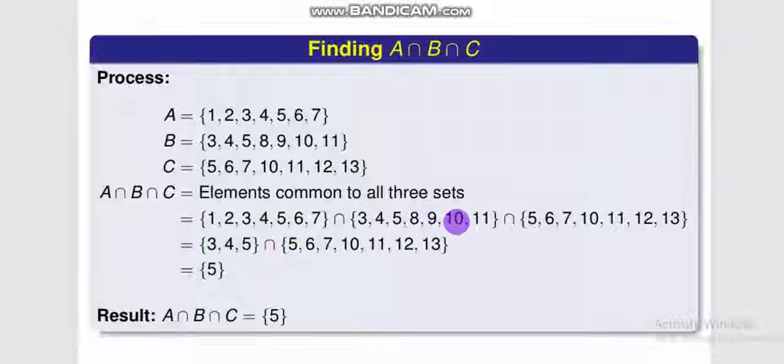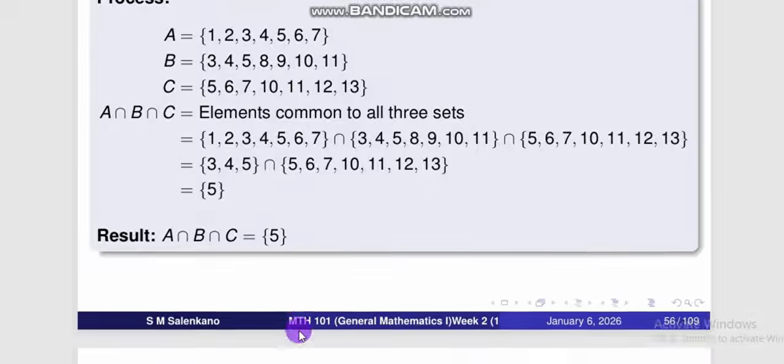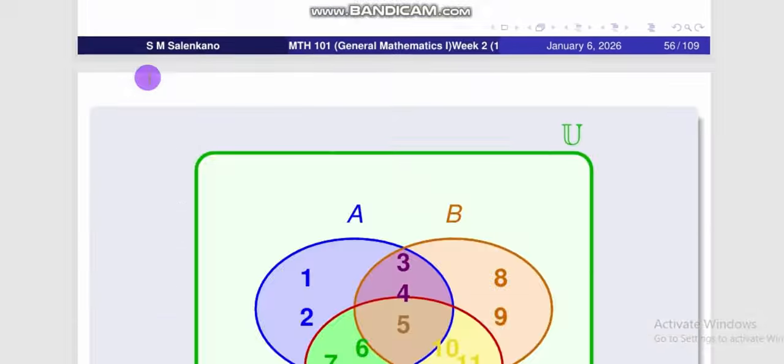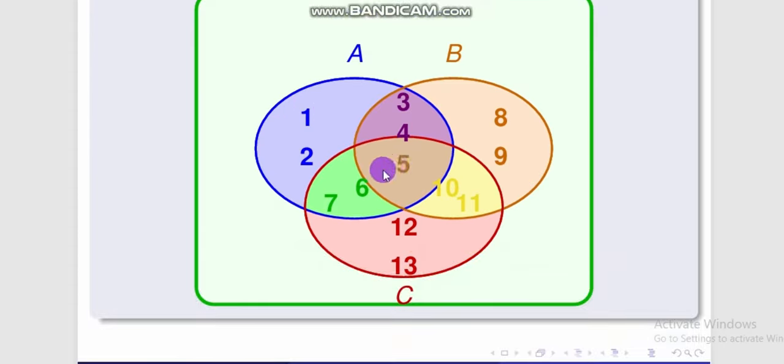This 1 and 2, they are not here. 6 and 7, they are not here. So only 3, 4, 5 are common to them. So they wrote 3, 4, 5, and then they brought this one here, right? Now you find elements common to this one and this one. 3 is not here, 4 is not here, but you see 5 is in both. So your answer will now be a set of a single element, 5. So your result for A intersection B intersection C is just 5. Now you go to that region, which is the middle one, and write 5. You see, 5 is written here.